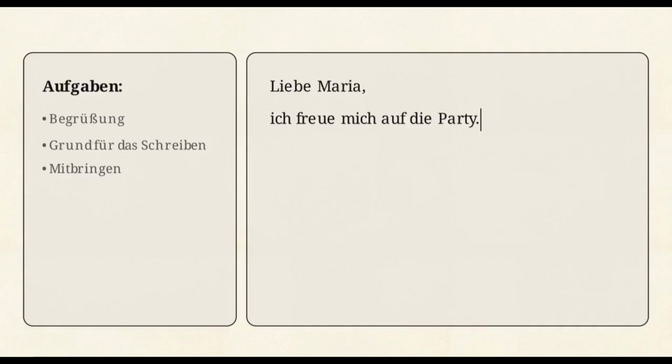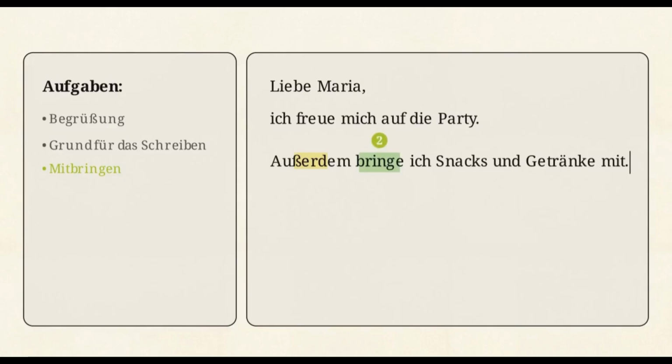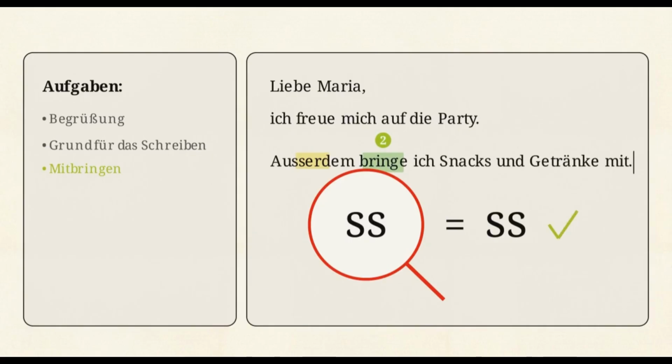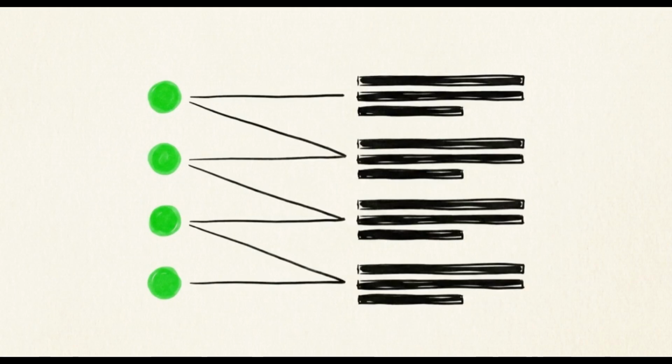Hit Enter again. We address the third bullet point using Außerdem, meaning furthermore. The rule remains consistent. Außerdem bringe ich Snacks und Getränke mit. If you are typing on an international keyboard and cannot easily find the S-set character for Außerdem, you can substitute a double S. Both spellings are completely acceptable to graders. By creating a new paragraph for every sequence word, your visual layout perfectly mirrors the logical steps the examiner laid out in the prompt.